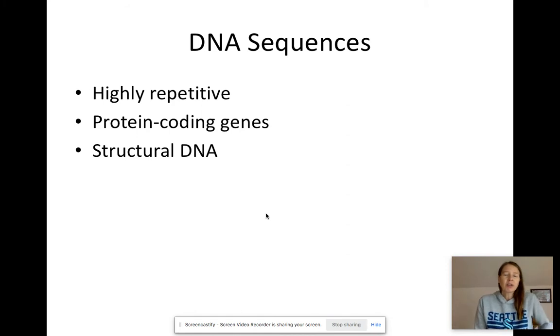There are also protein coding genes, which we're most aware of. We'll be doing those with transcription and translation. And then there's other parts of DNA that we consider structural DNA that has some important roles, but it's not actually technically in a protein.